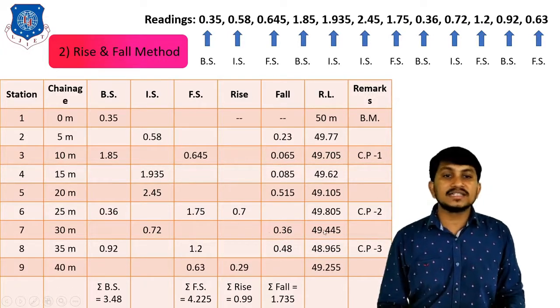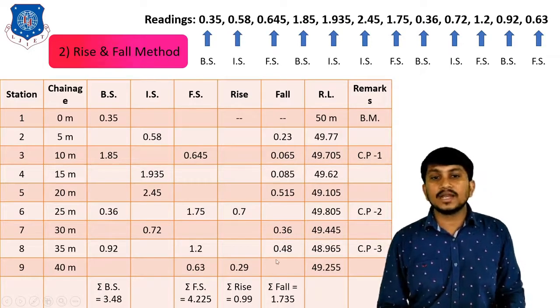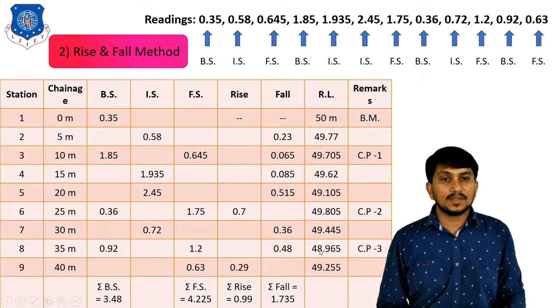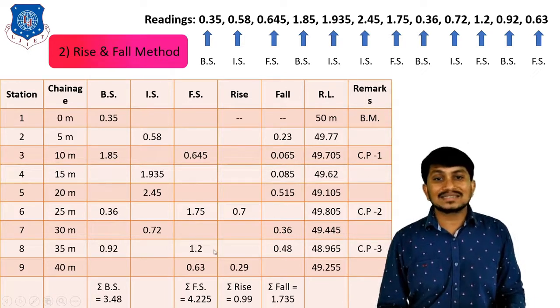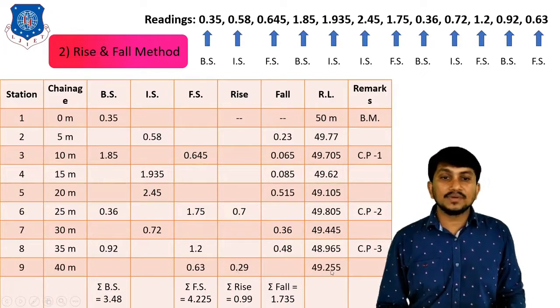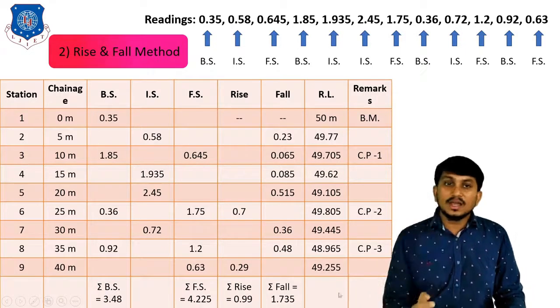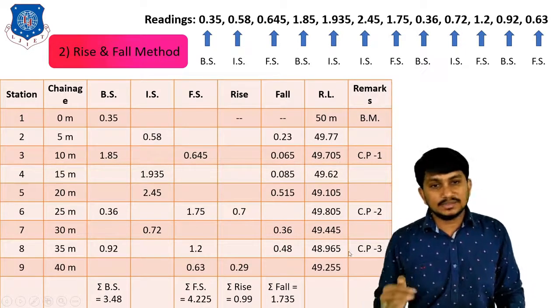49.805 minus 0.36 gives 49.445. 49.445 minus 0.48 gives 48.965. 48.965 plus 0.29, because of the rise there is a plus sign. 48.965 plus 0.29 gives 49.255. This is how we can calculate the RL of all points easily.